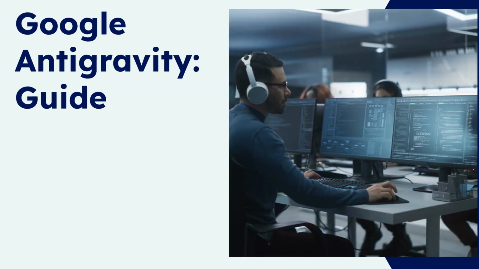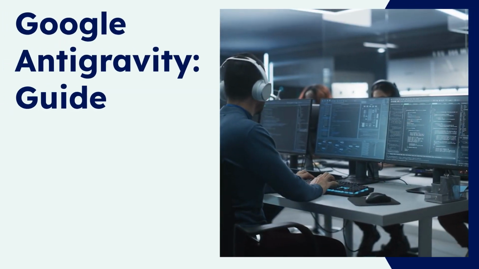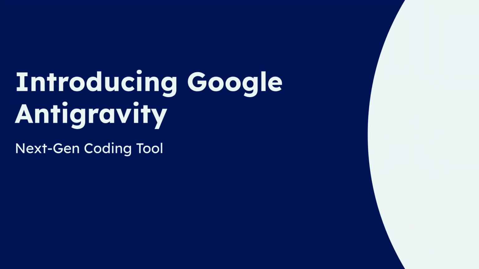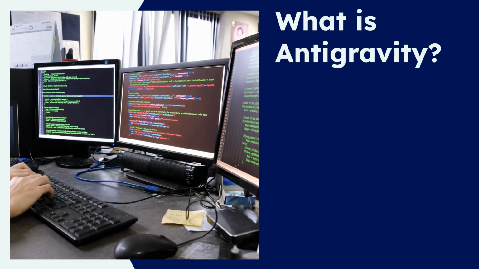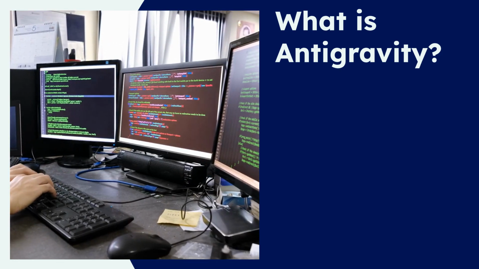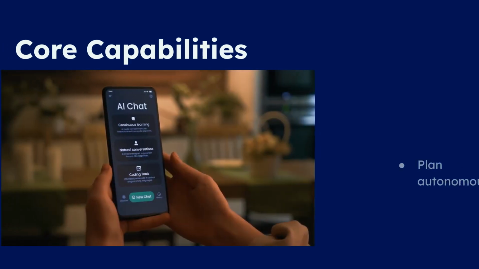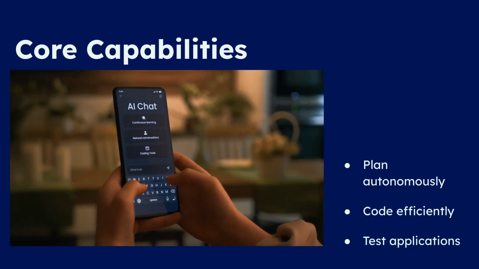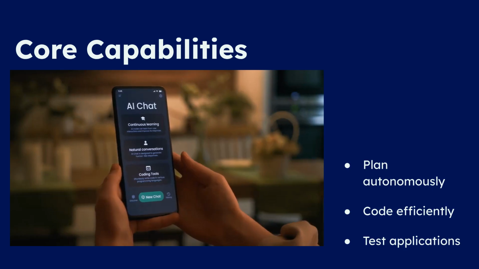Welcome to the installation and quick start guide for Google Antigravity, the next generation AI-powered IDE. Google Antigravity, launched in late 2025, is changing the landscape of software development. Antigravity is Google's AI-powered integrated development environment, designed for agentic software development. It allows AI agents to autonomously plan, code, and test applications, offering a revolutionary way to build software.